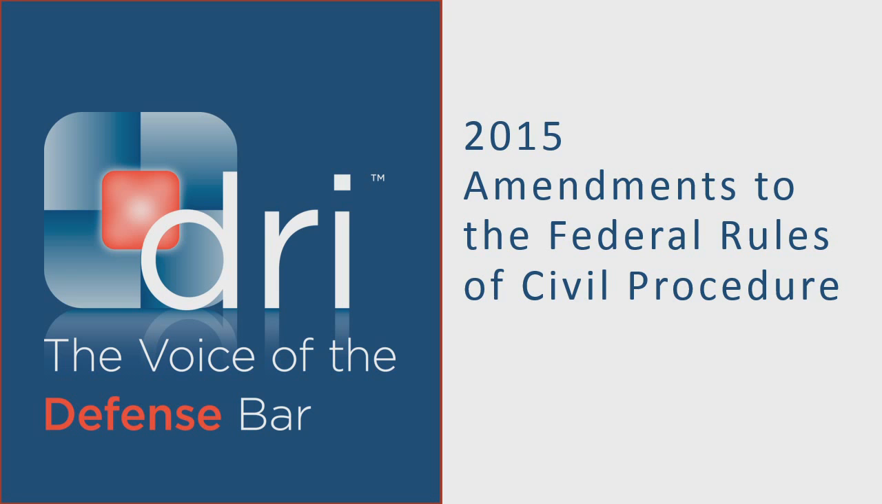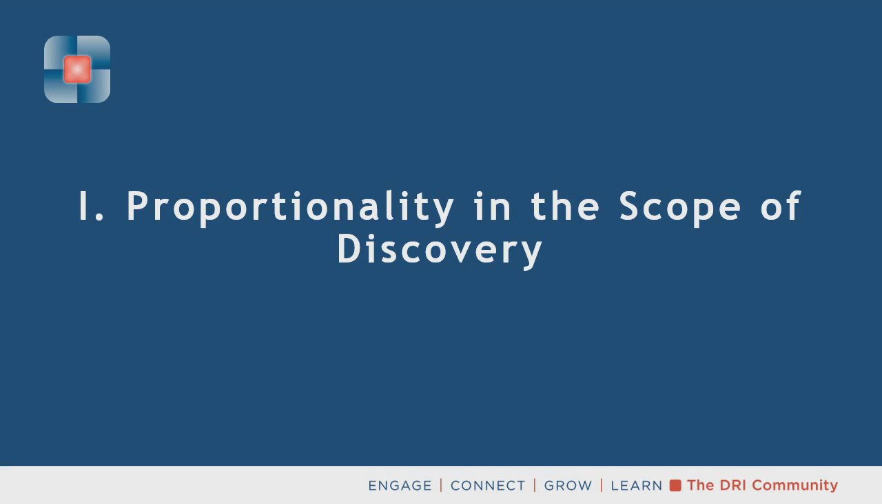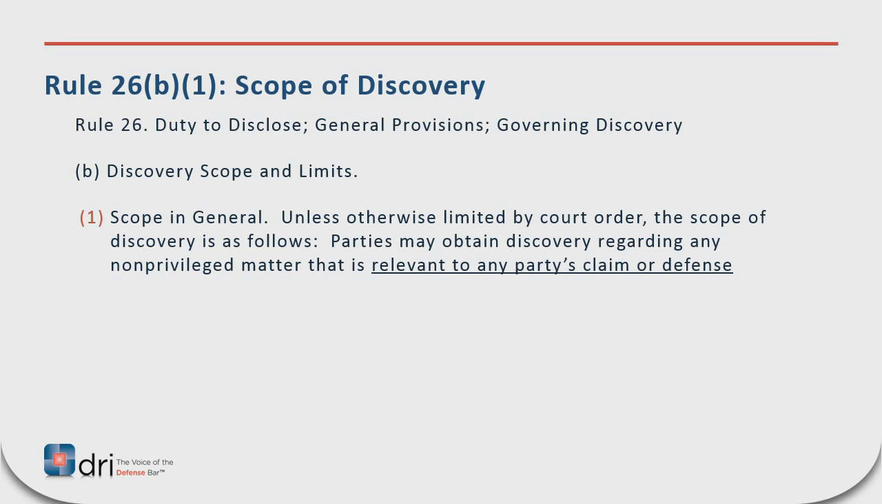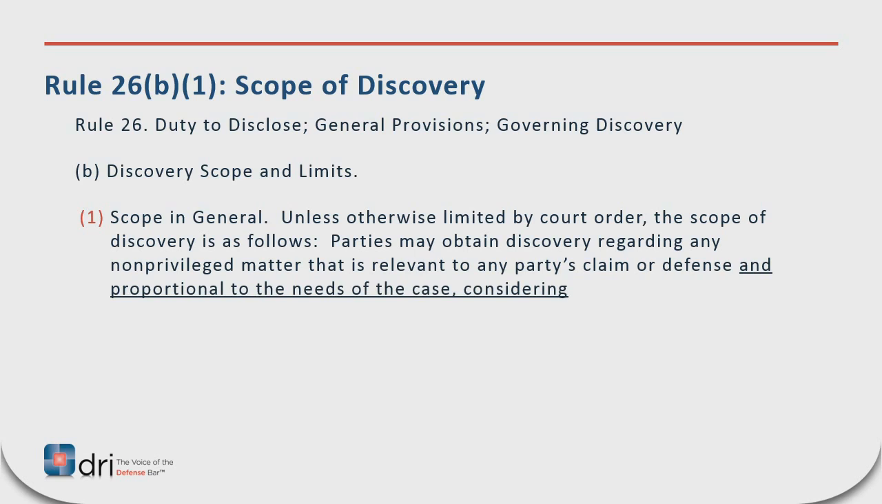So the proportionality as part of the scope of discovery, the new rule is going to say that parties may obtain discovery regarding any non-privileged matter that is relevant to any party's claim or defense and proportional to the needs of the case. And there is a proportionality test.